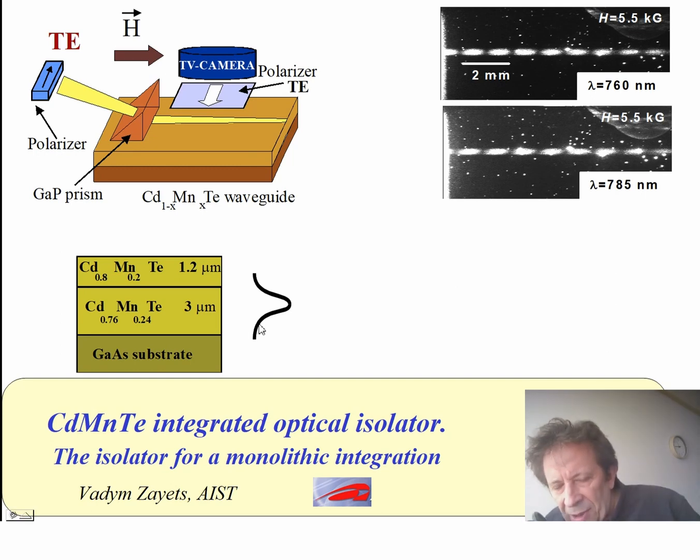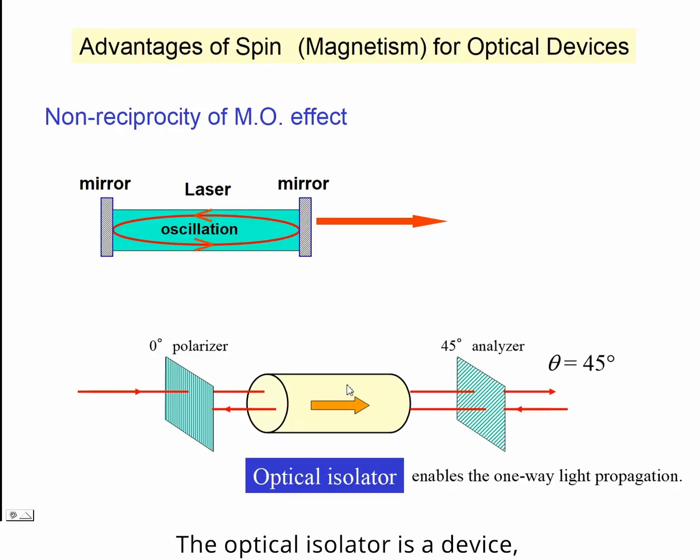Today is November 24th, and I would like to explain the result of my research on developing cadmium-manganese telluride integrated optical isolator, the isolator for monolithic integration. The optical isolator is a device which is transparent in one direction and blocks light in the opposite direction.